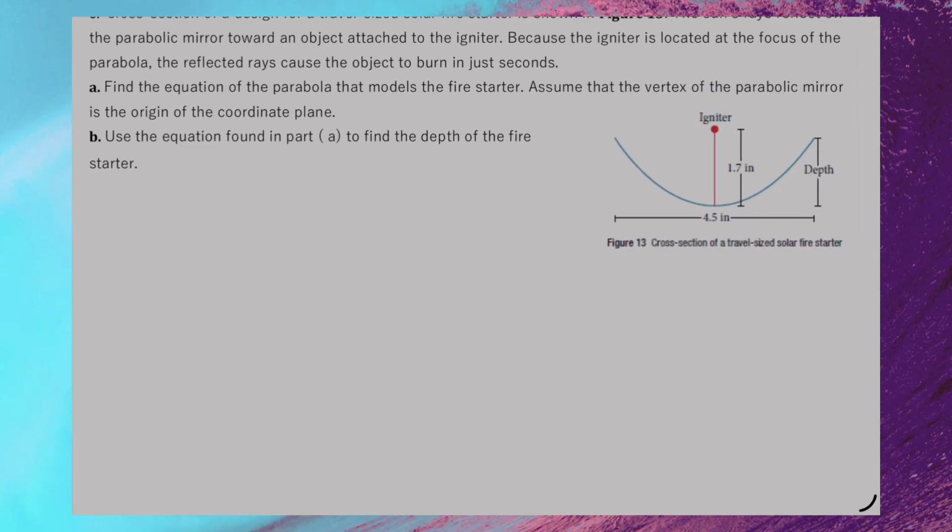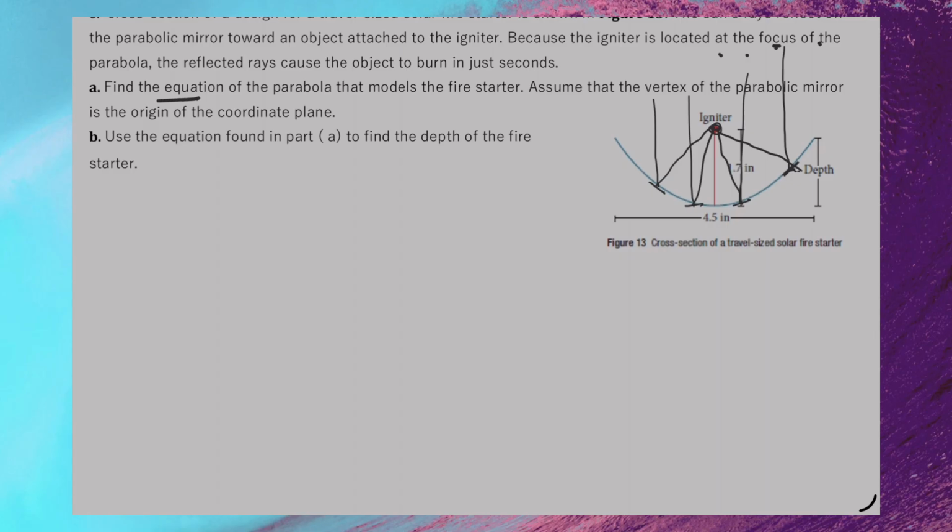A cross-section design for a travel-sized solar fire starter is shown in the figure. The sun's rays come in and reflect off the parabolic mirror towards an object at the igniter site, which happens to be the focus. Because the igniter is located at the focus of the parabola, the reflected rays all bounce off and go to that spot, creating a fire in that location, okay?